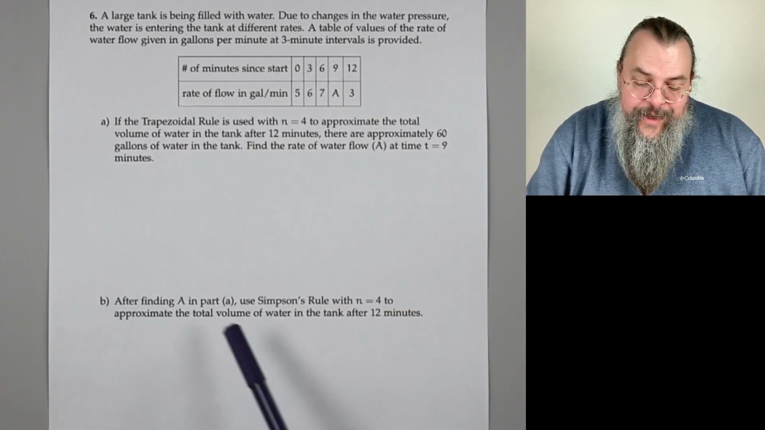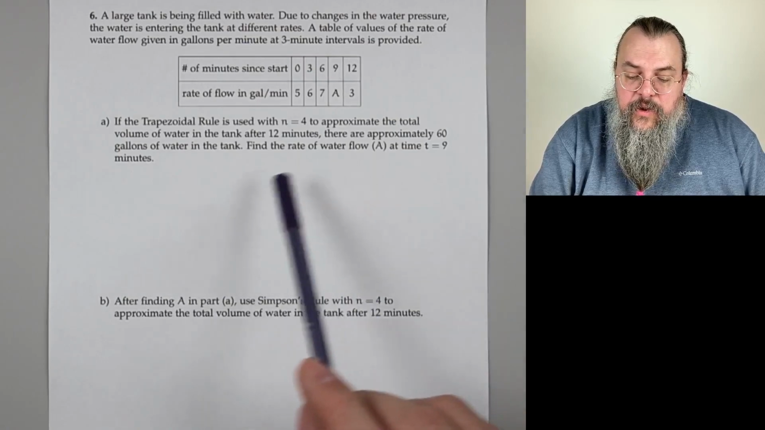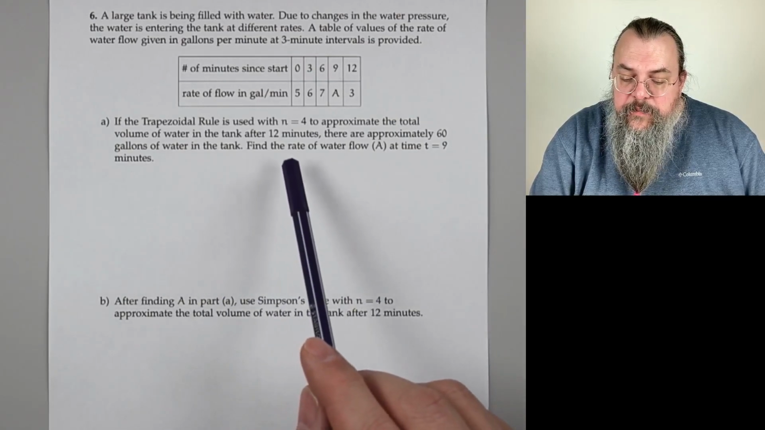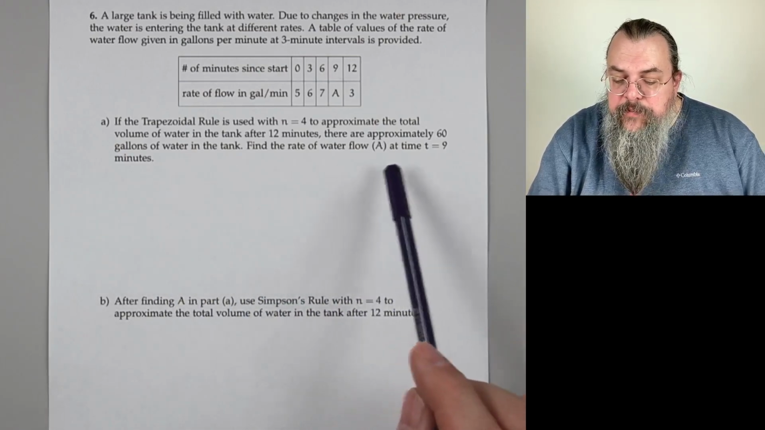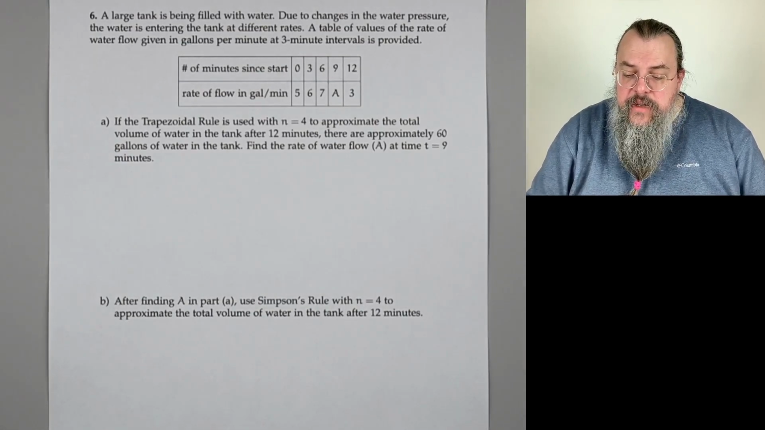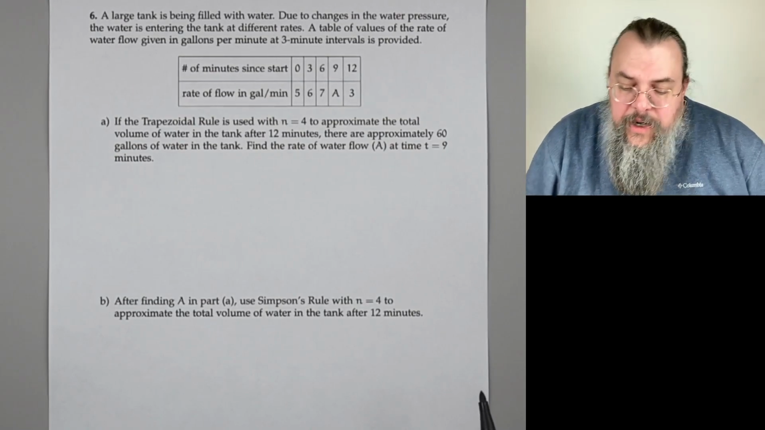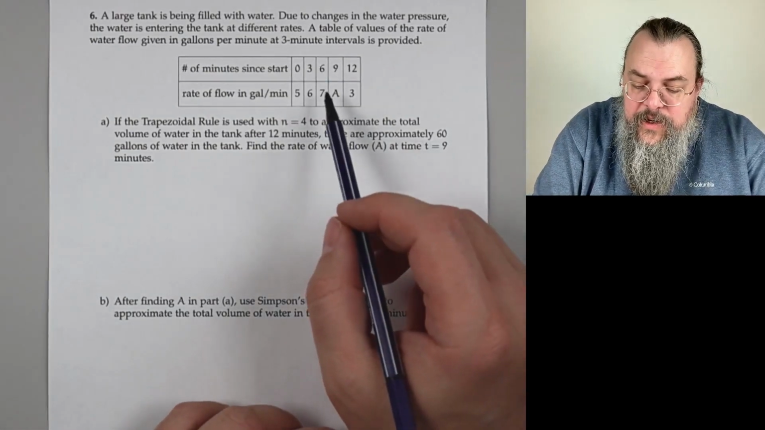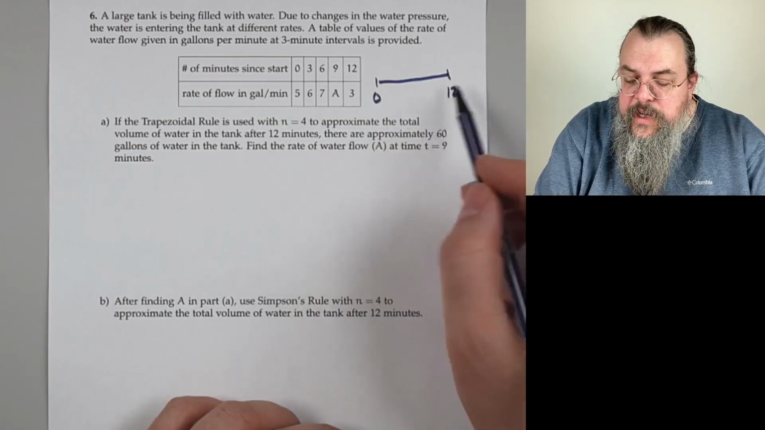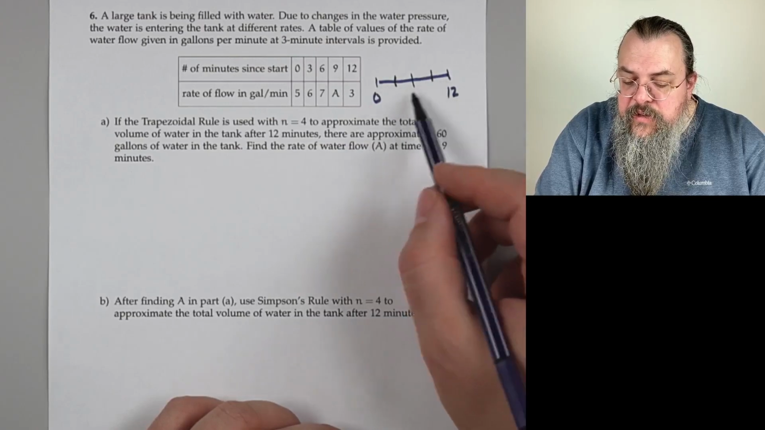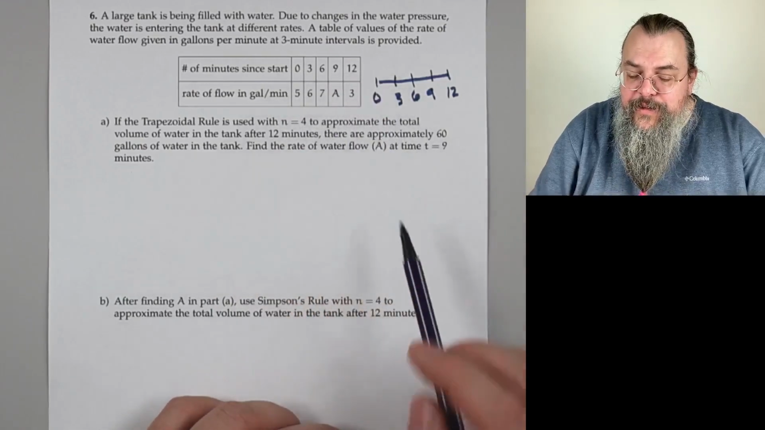Well, let's see what part A has to say. If the trapezoidal rule is used with n equals 4 to approximate the total volume of water in the tank after 12 minutes, there are approximately 60 gallons of water in the tank. Find the rate of water flow A at time t equals 9 minutes. Oh, okay. So it says we're using the trapezoidal rule. And first off, it says n equals 4. So what does that mean? Well, you're taking your interval from 0 up to 12, and you're breaking it up into 4 equal pieces, which is almost as if it was meant to be exactly the pieces that we have.